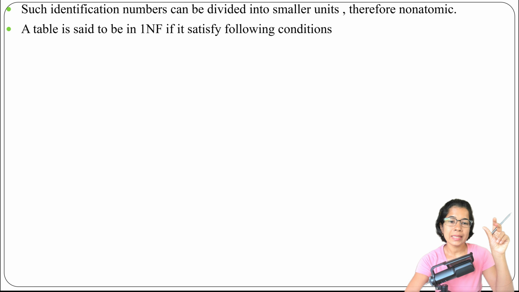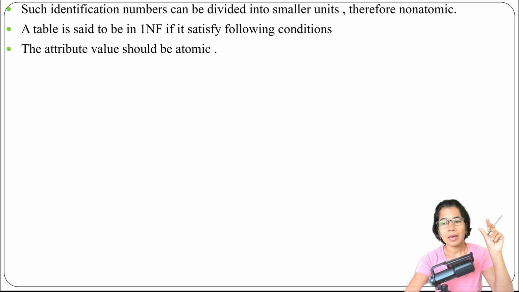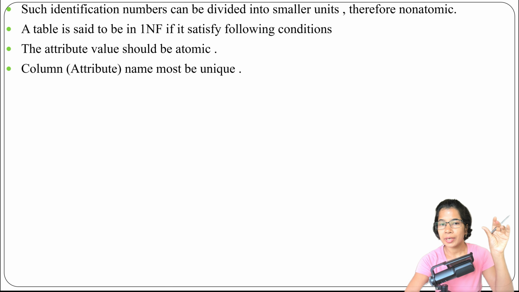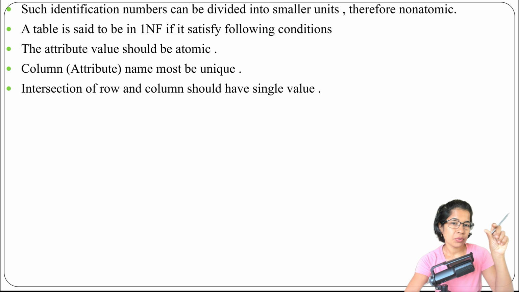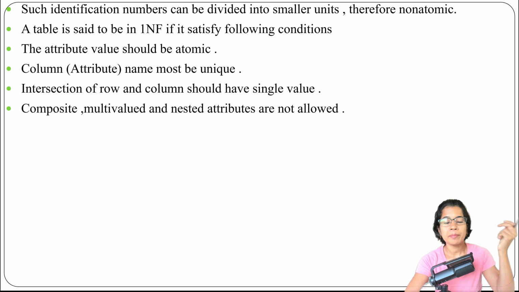The table is said to be in 1NF if attributes are atomic and column names must be unique. Attribute names must be unique. They should not be repeated, and in each row and column, each box should contain a single value. There should not be multi-values. Composite, multi-valued and nested attributes are not allowed. If every attribute is atomic, then that relation schema is in 1NF.